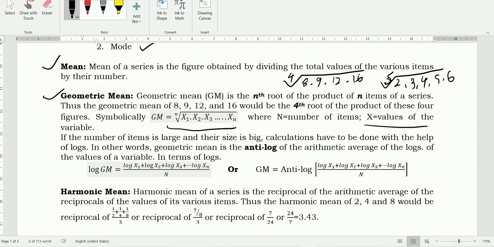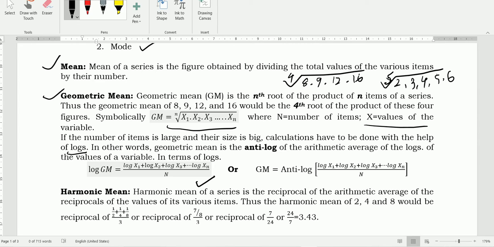If the number of items is large, more than 30 or 50 or 100, and the size of the values is very big, the calculation has to be done with the help of logs. In other words, the geometric mean is the anti-log of the arithmetic average of logs of the values of a variable in terms of logs. It can be expressed in this way.